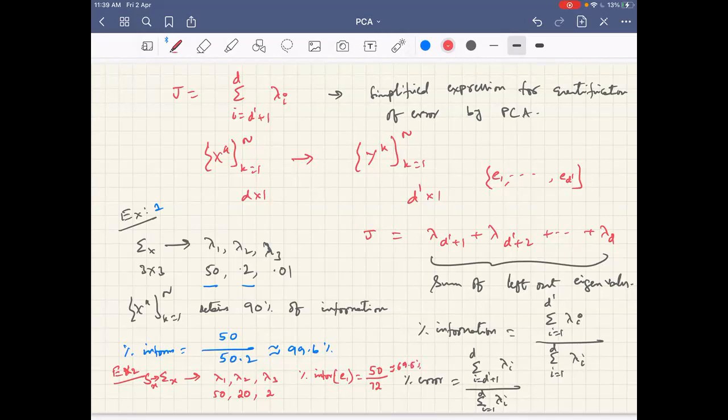So to retain 90% of the information, at least we should consider two eigenvalues. The information in considering e1 and e2 together is equal to 70 by 72. This is greater than 90%. So you should now consider two dimensions to project. In this case, you should consider two dimensions to project.